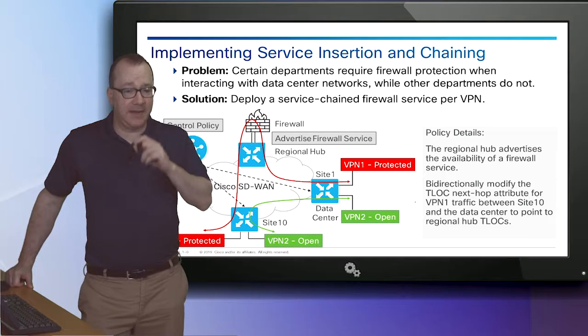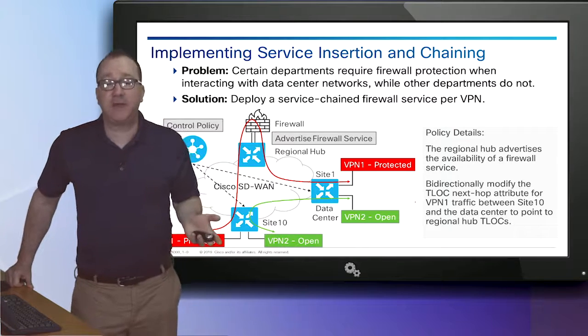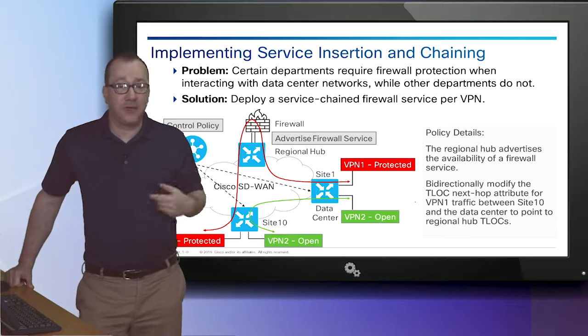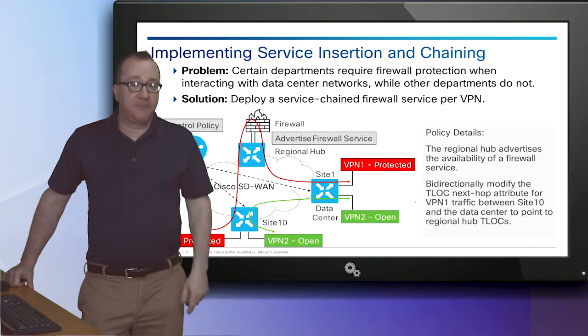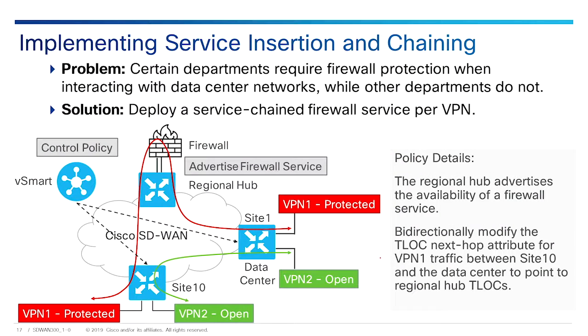A typical problem in many enterprise networks is that some traffic should be routed through a control point, such as a firewall, and other traffic not. In this example, VPN1 traffic should be routed through the firewall, whereas VPN2 traffic should flow directly. Note that these are separate service VPNs. We have VPN1, which is going to be protected. VPN2 is open. So remember, we want to route VPN1, the protected VPN, through the firewall. That is the goal here.